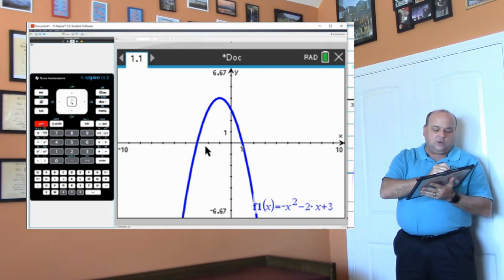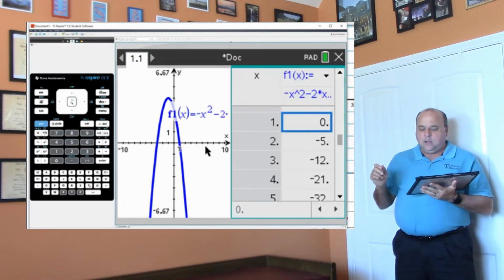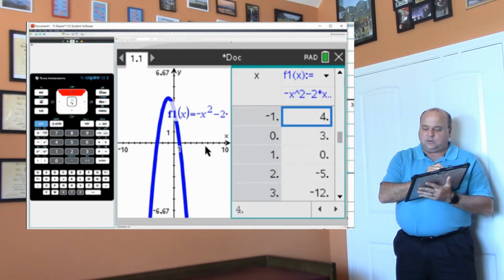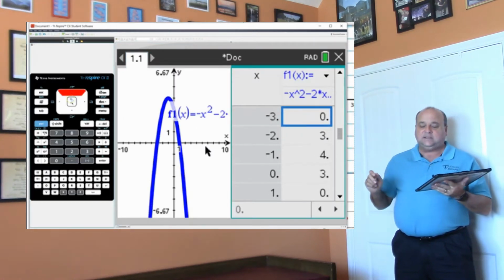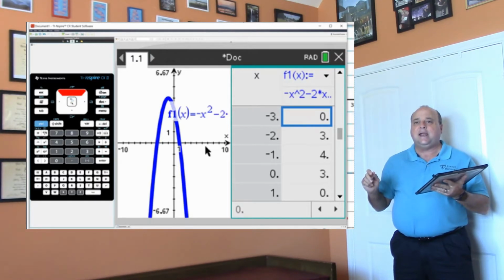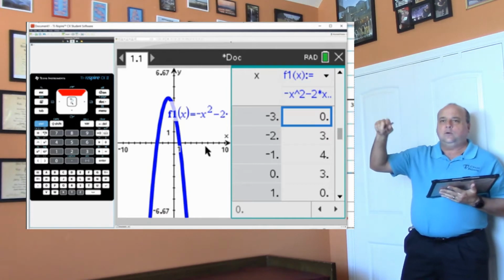Now what we're going to do is hit Control T, and we need these numbers right here. We need the negative 3. That's the table, and that's what I just found by hand. 0, 3, 4, 3, 0. So you're going to locate that parabola.